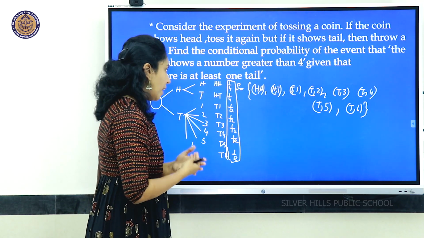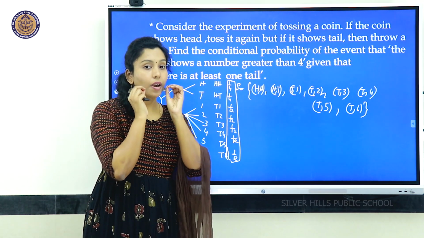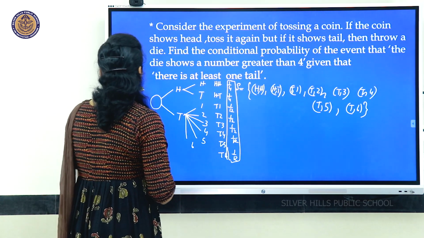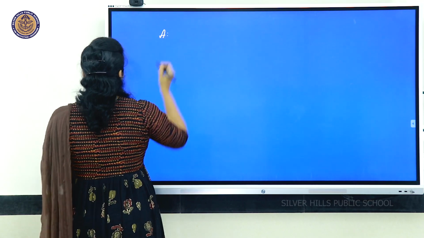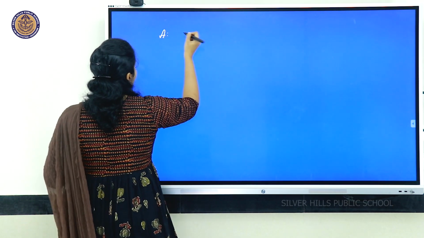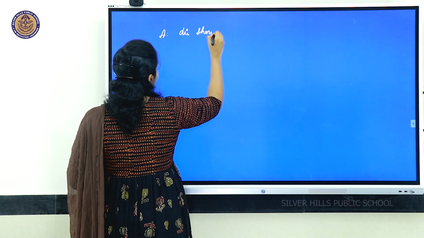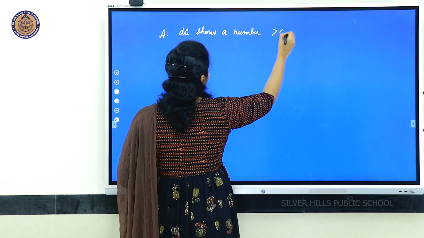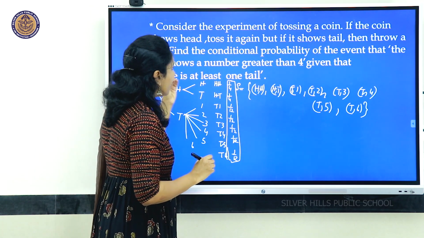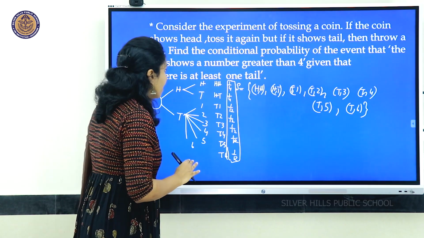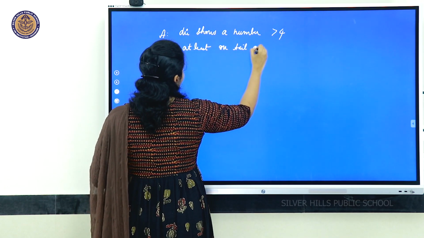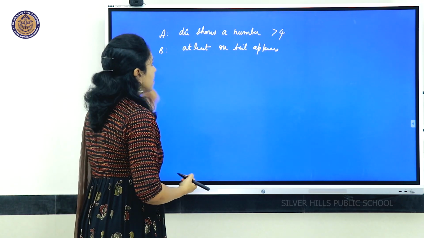So we will have to list the members of A and B separately, and then we need to add the probability of each member present in the event. So now let's list what is A and what is B. Event A. What is event A? Find the conditional probability of the event that the die shows a number greater than 4. So A is the die shows a number greater than 4, and what is event B? B is given that there is at least one tail. So given means it is the event which we know. There is at least one tail, at least one tail appears. That is B.